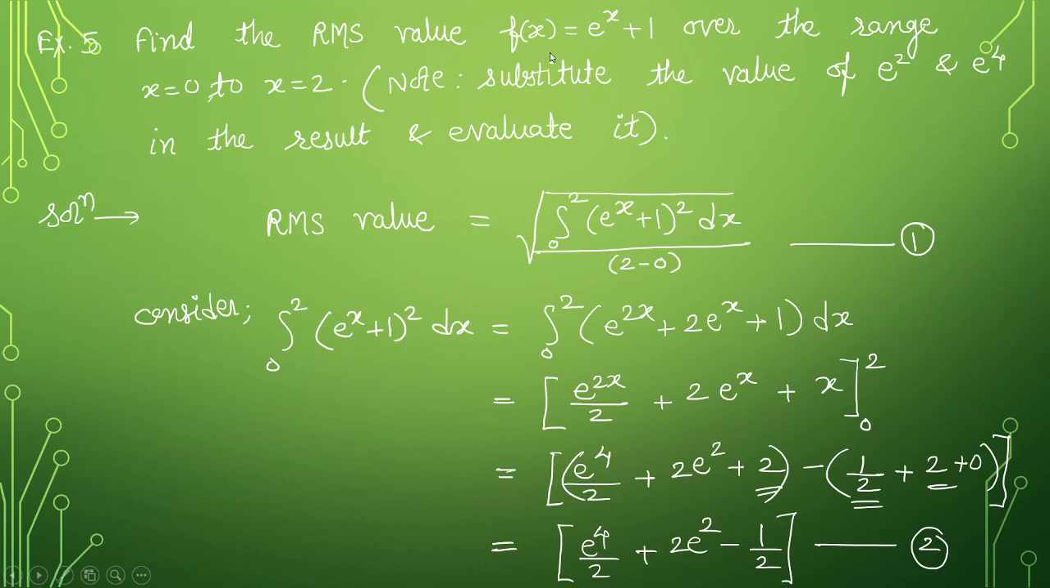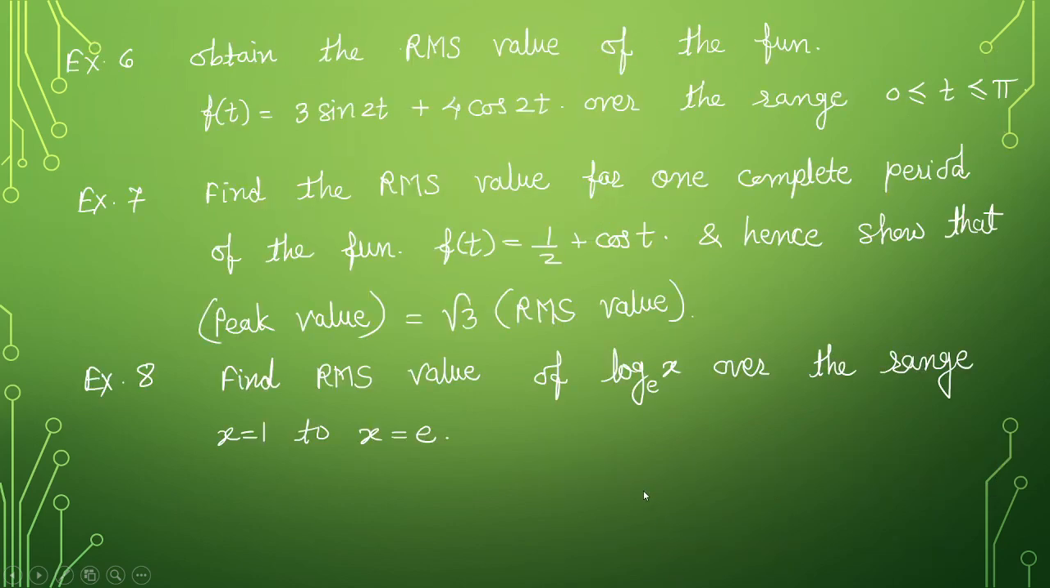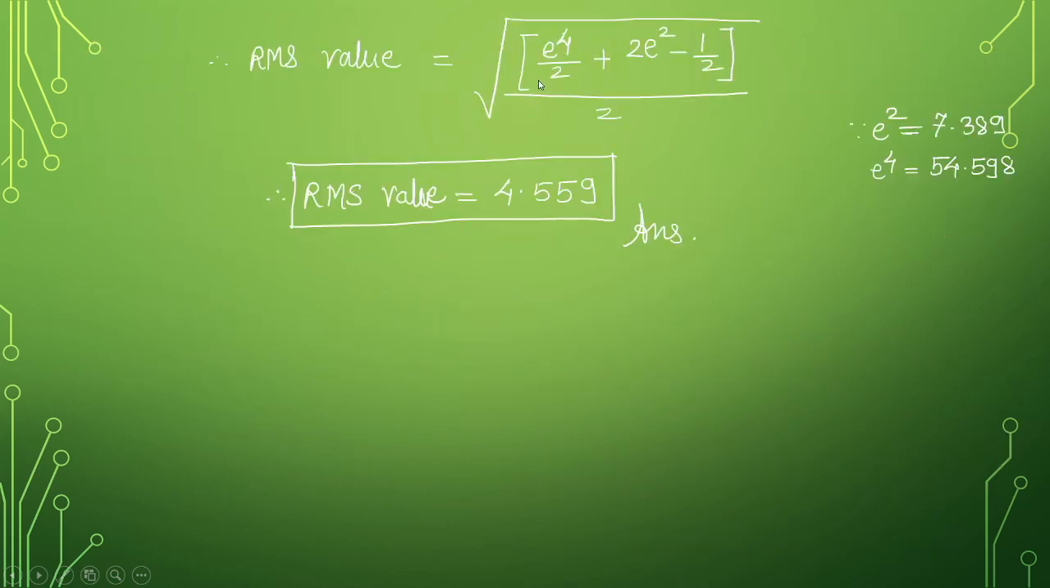Now find the RMS value of f of x over the given range. Substitute the values of e square and e to the power 4 in the result and evaluate it. For the RMS value, we apply this formula, and for this we simplify the numerator term separately. Here apply the a plus b whole square formula, integrate the term, substitute the limits, and then we get this value in terms of e. Here substitute the e square and e to the power 4 terms and find the square root of this value, which is 4.55, the required result.